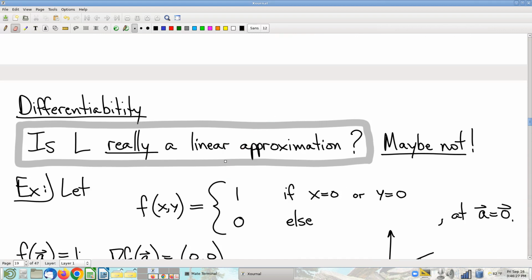Now you'll notice that I've got this in a section on differentiability. So these end up being really the same question. If there is a good linear approximation, we're going to say the function's differentiable. If the function's differentiable, then we can conclude that there is a good linear approximation. They're really kind of the same statement.